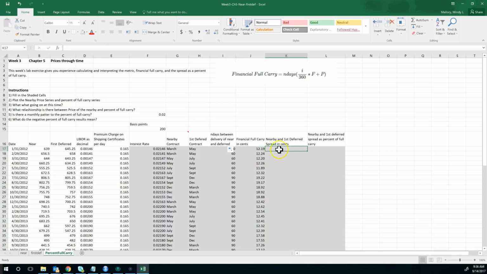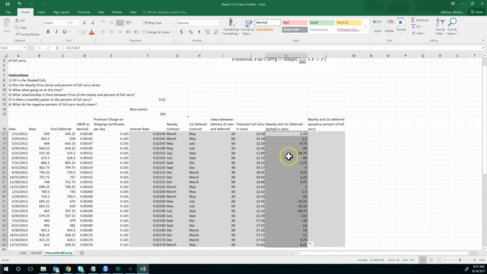Okay, so that's financial full carry, and our goal is to get over here to this column where we express the spread between the nearby and the first deferred as a percent of full carry, giving us a measure of how much incentive there is to store in the market. So here we're asked to just go ahead and calculate the spread, and I'm going to do the deferred minus the nearby in my calculation because we have this full carry expressed as a positive spread, not as a negative, so we'll keep this one positive as well. And that's going to be able to just fill straight down.